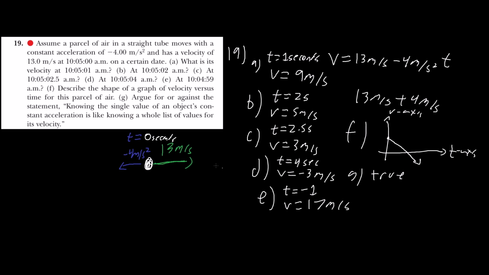Keep in mind, folks, the only reason we know these velocities is because all we're given is the acceleration and the initial velocity. If you're not given the initial velocity, then you wouldn't know what these values are. However, it says it is like knowing a whole list of values of its velocities. So it's not the same as knowing the whole list, but it is like it, so I would consider that true. So I would argue for this. I hope this is clear for you guys. Let me know what you think.